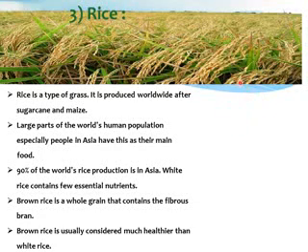A large part of the world's human population, especially people in Asia, have this as the main food. Even we eat rice. So this is our main food. 90% of the world's rice production is in Asia. Then white rice contains few essential nutrients. But more than the white, the brown rice contains fibers, bran. So brown rice is usually considered much healthier than the white rice.